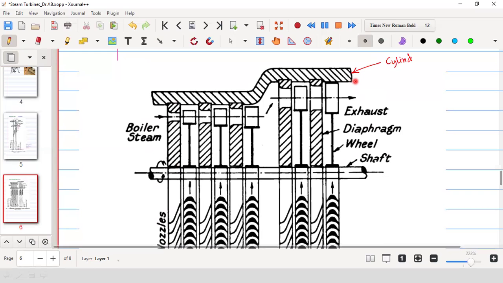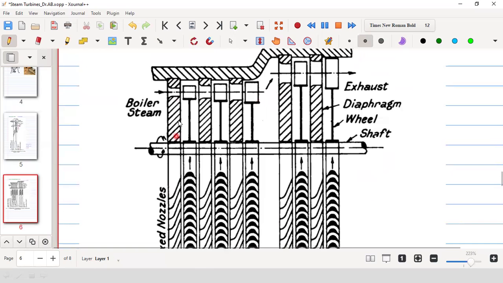Although it does not look like a cylinder, this is called a cylinder. If you have two or more cylinders, we call it a multi-cylinder turbine. So this is the cylinder, which is basically the casing of the turbine.